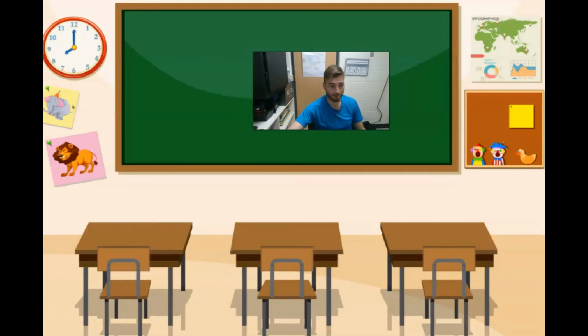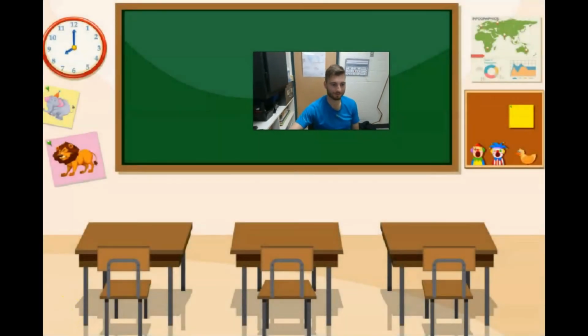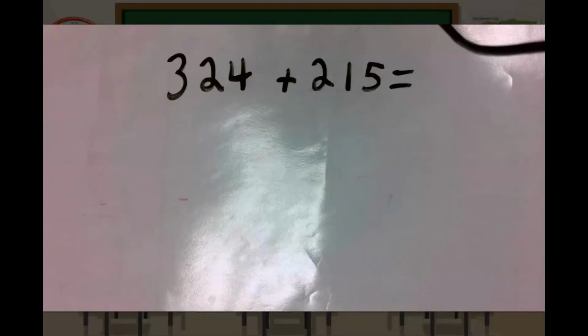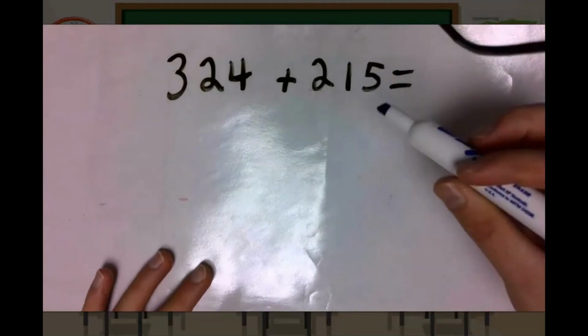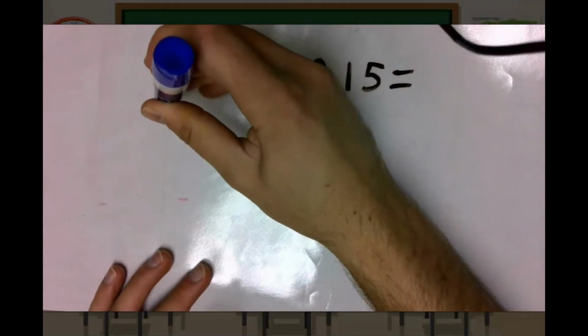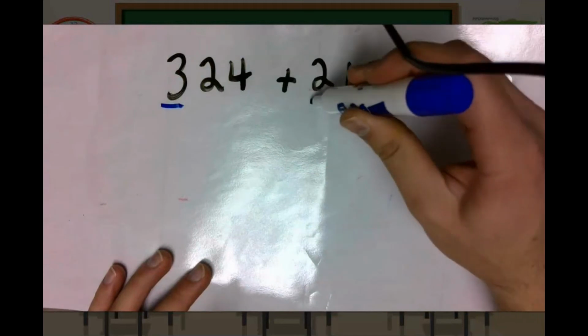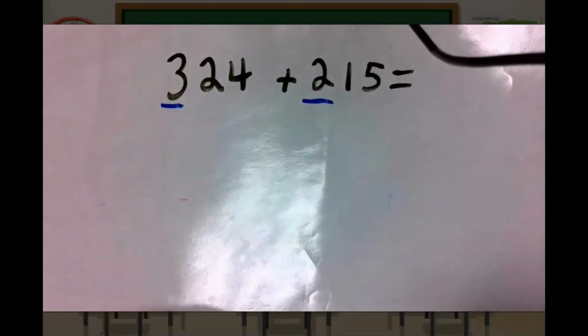Alright, so let's do 324 plus 215. So, let's start in the hundreds. I always find that to be helpful, although you can do the ones. 300 plus 200.